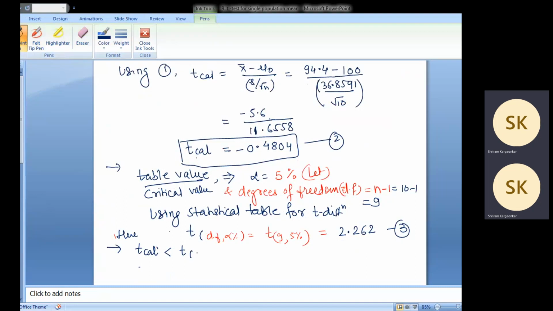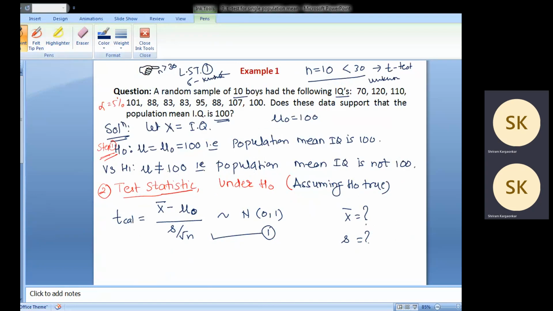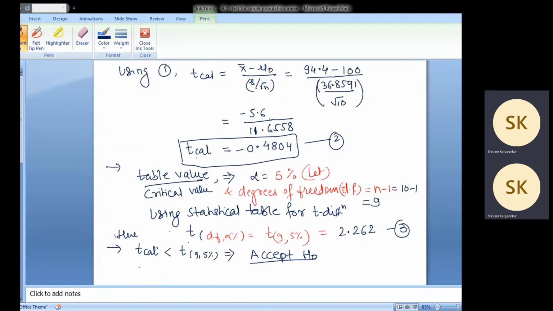So what is the decision? Because minus 0.4804 is less than this one, right? So in that situation, we accept the null hypothesis. We accept the null hypothesis. So when we accept it, then we write the conclusion. When we accept H naught, then we say that the population mean IQ is 100.